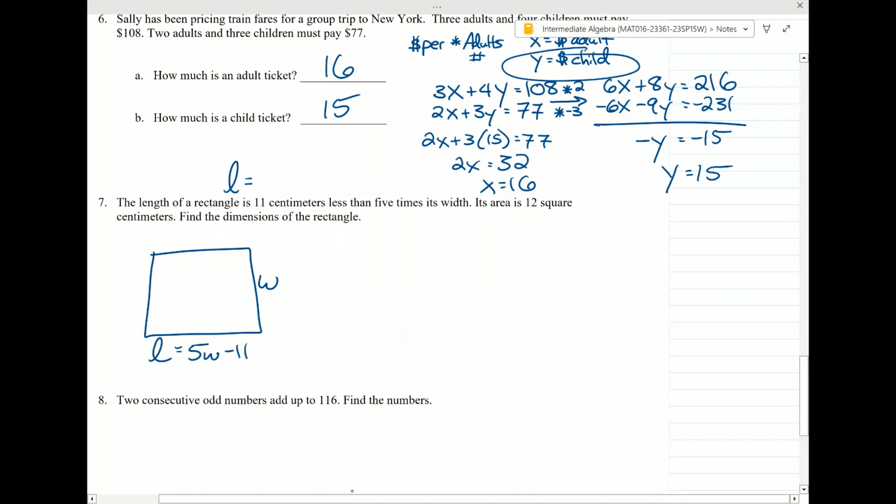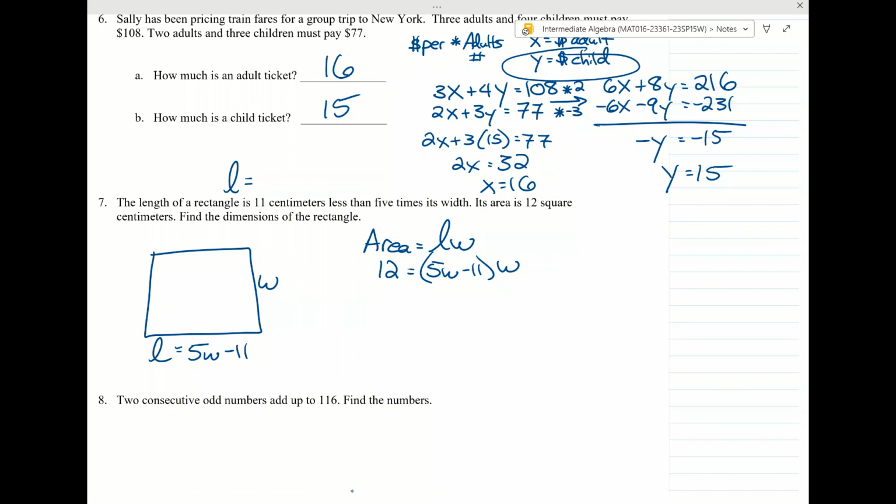And we're given the area. The area of a rectangle is equal to length times width. So plugging in, we know the area is 12. The length is 5W minus 11 times the width. We're just plugging in for everything that they give us. At this point, we're going to multiply it out, make it equal to 0, and solve it.